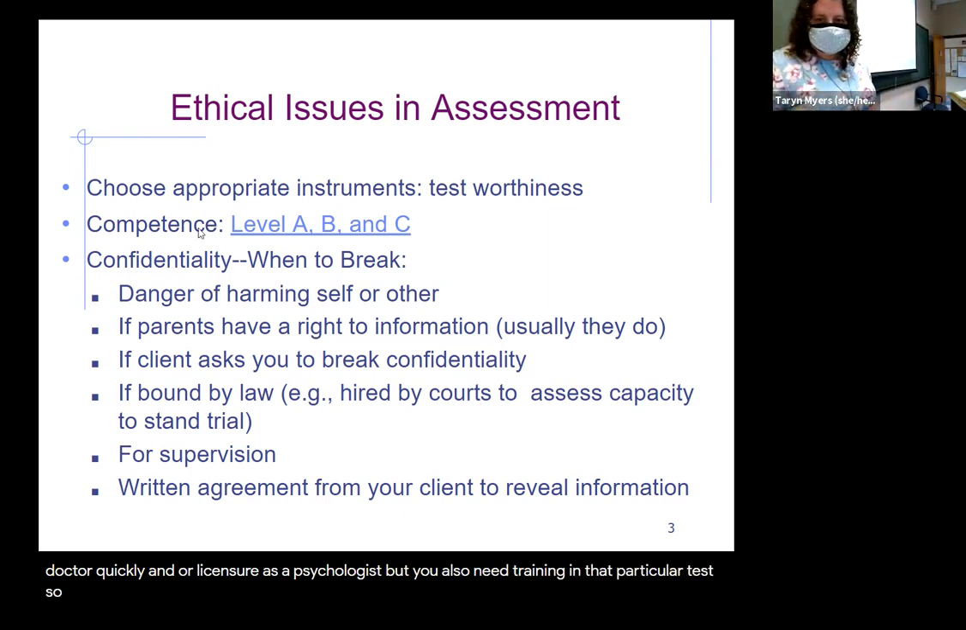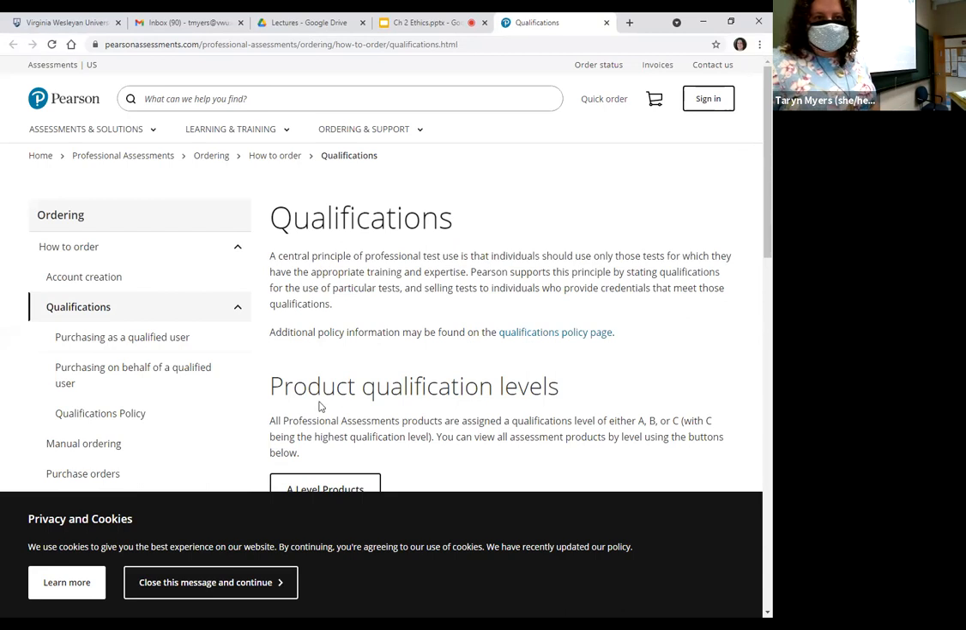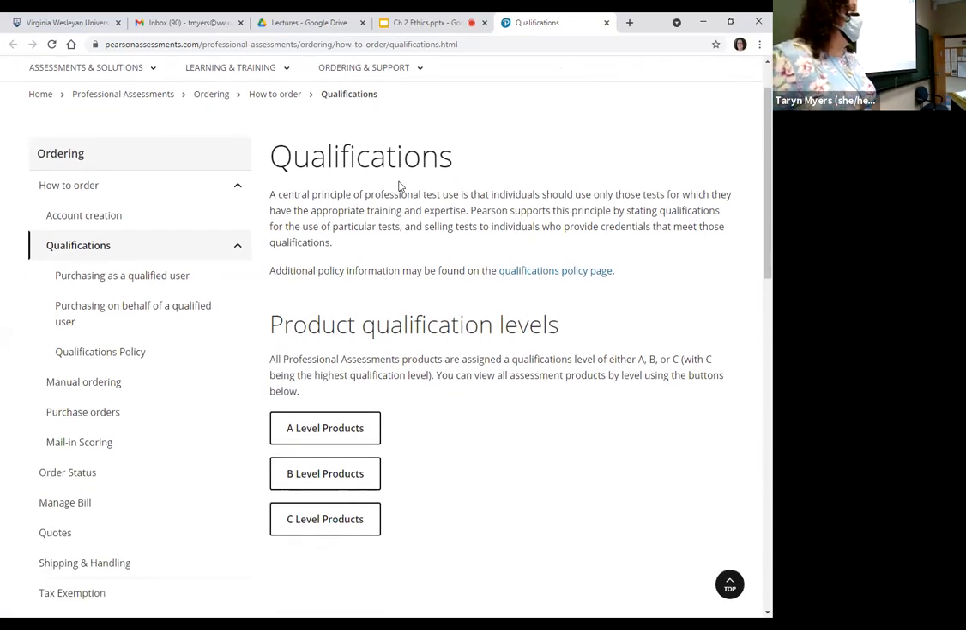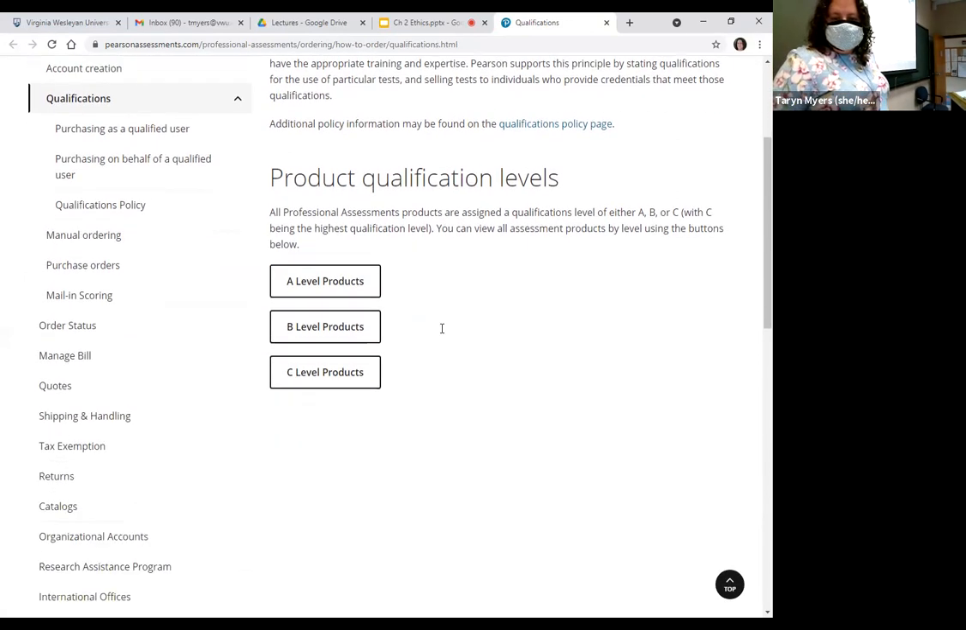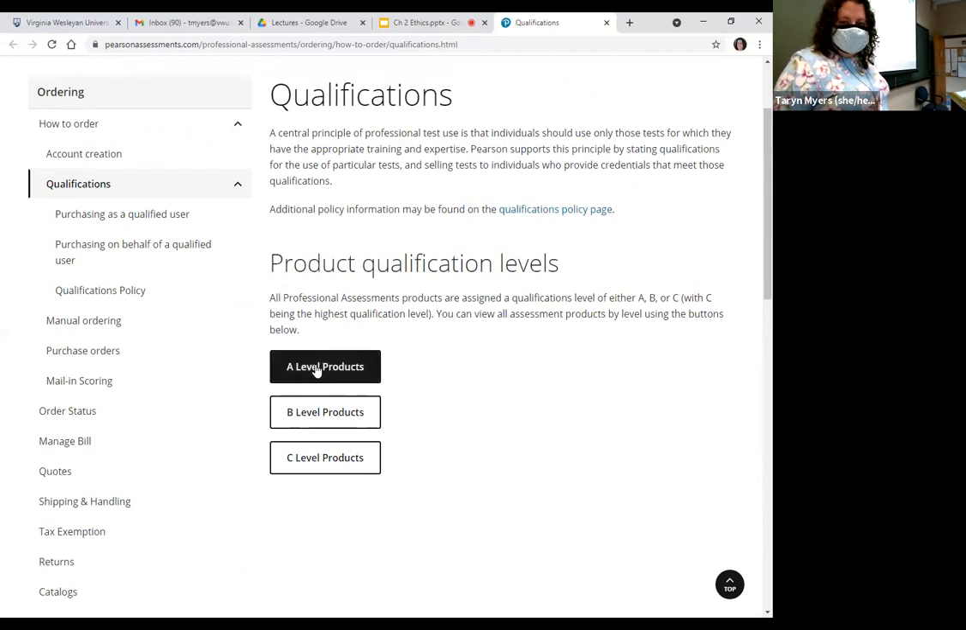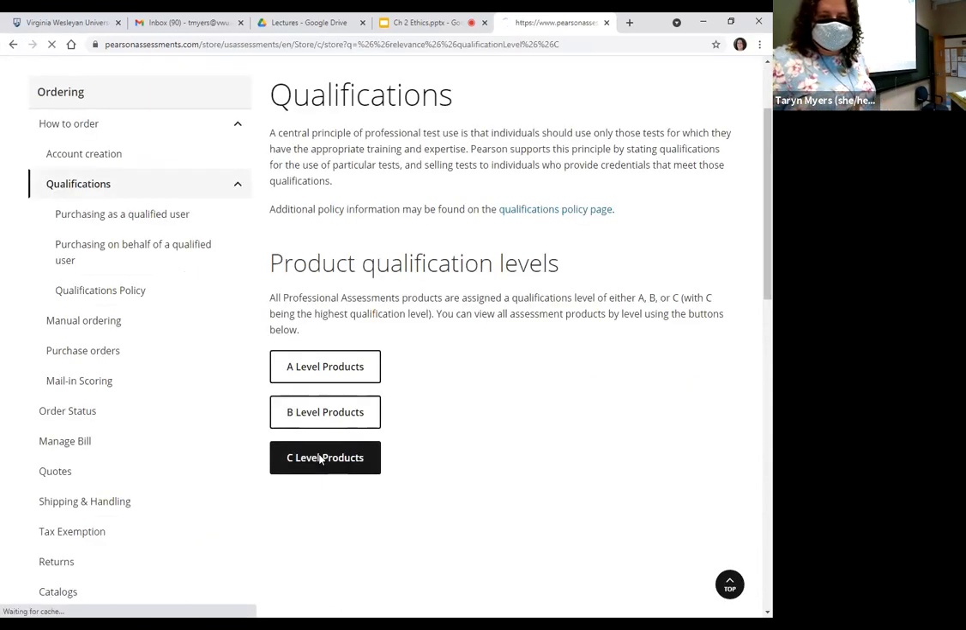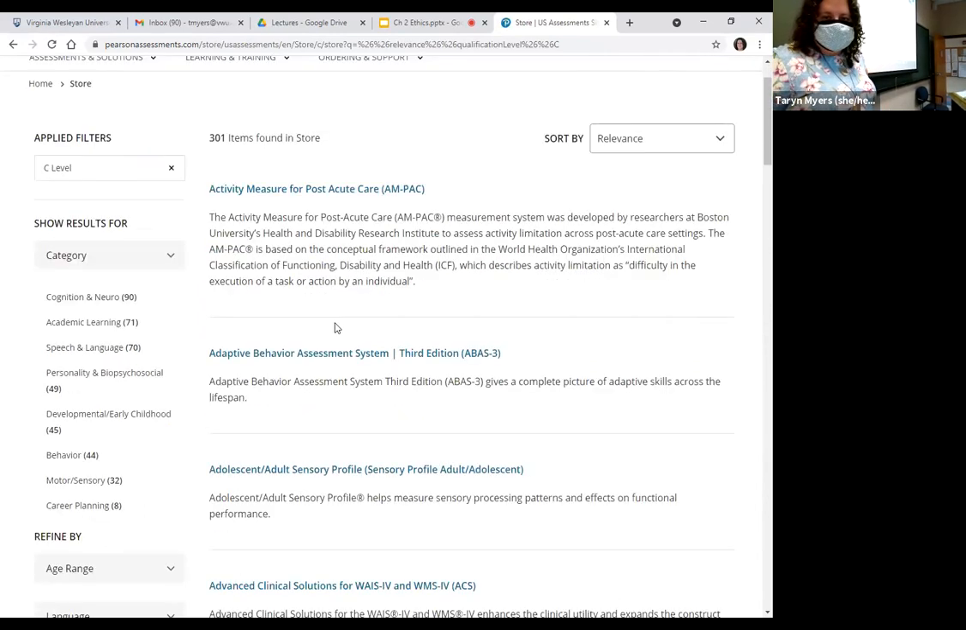So hopefully, I haven't actually checked this link. Hopefully this website is still live. Hey, it is, all right. So this is actually from Pearson, who sells a lot of the tests that are used in clinical settings. And they actually have this on their website in terms of, okay, if you want to buy an A-level product, what are those? If you want to buy a C-level product, what are those, right? These are the more careful things you have to get.